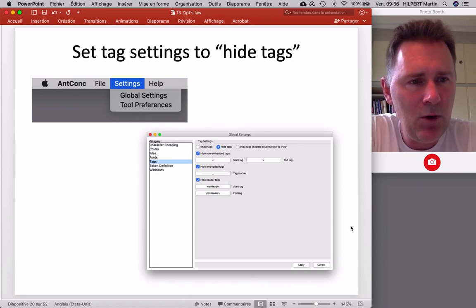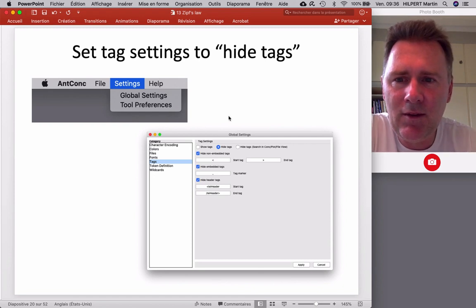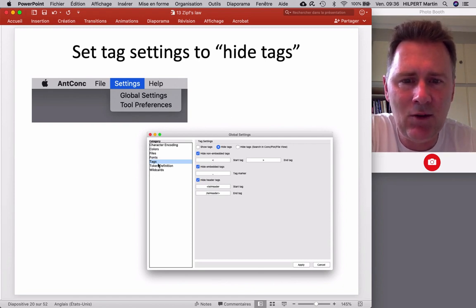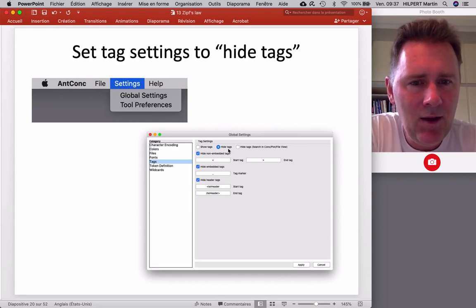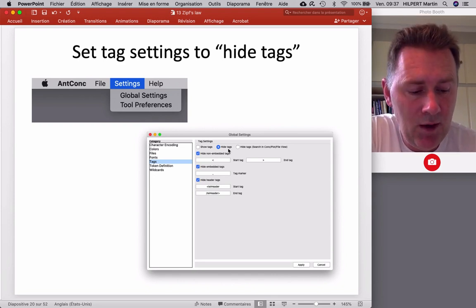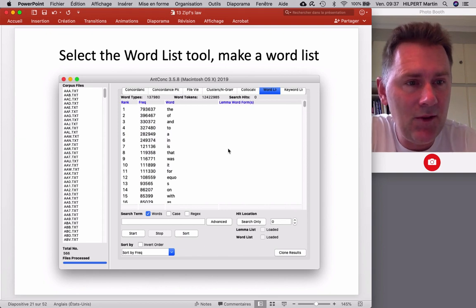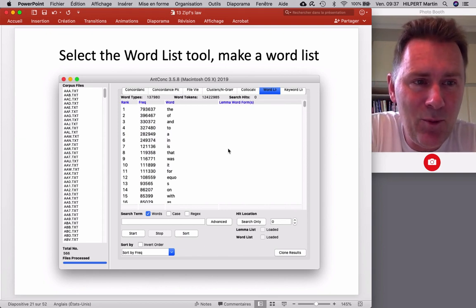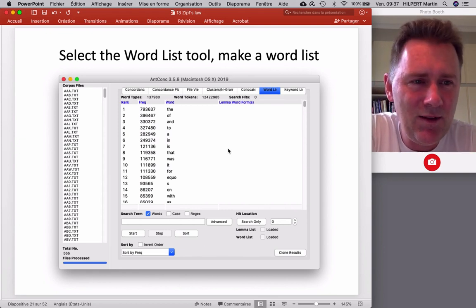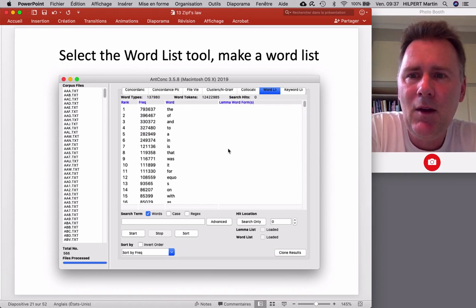And for the purpose of this exercise, I would like you to go to the settings, to global settings, to the tag category, and activate this little check mark here that says hide tags. Okay, so we won't be using tags in what we'll be doing today. If your corpus doesn't have any tags, then you're good to go, basically. And even if you don't hide the tags, you'll be fine anyway.